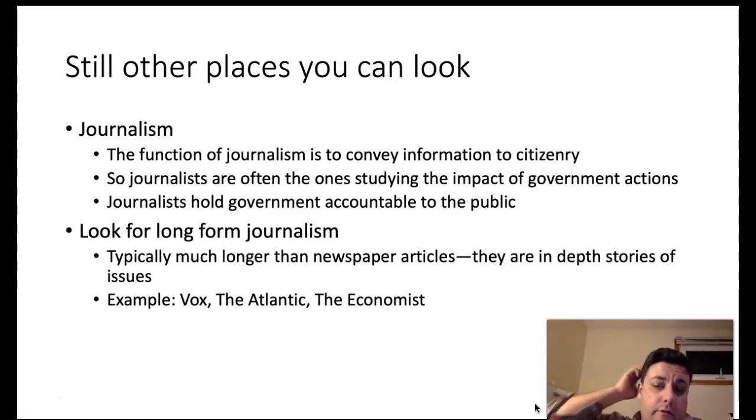And the reason we can look to journalism in policy studies is that the function of journalism really is to hold government accountable and convey information to the citizenry. It's often journalists that are doing some of the first analyses of a government action or a particular policy. So that's the last category of sources that are available to you.